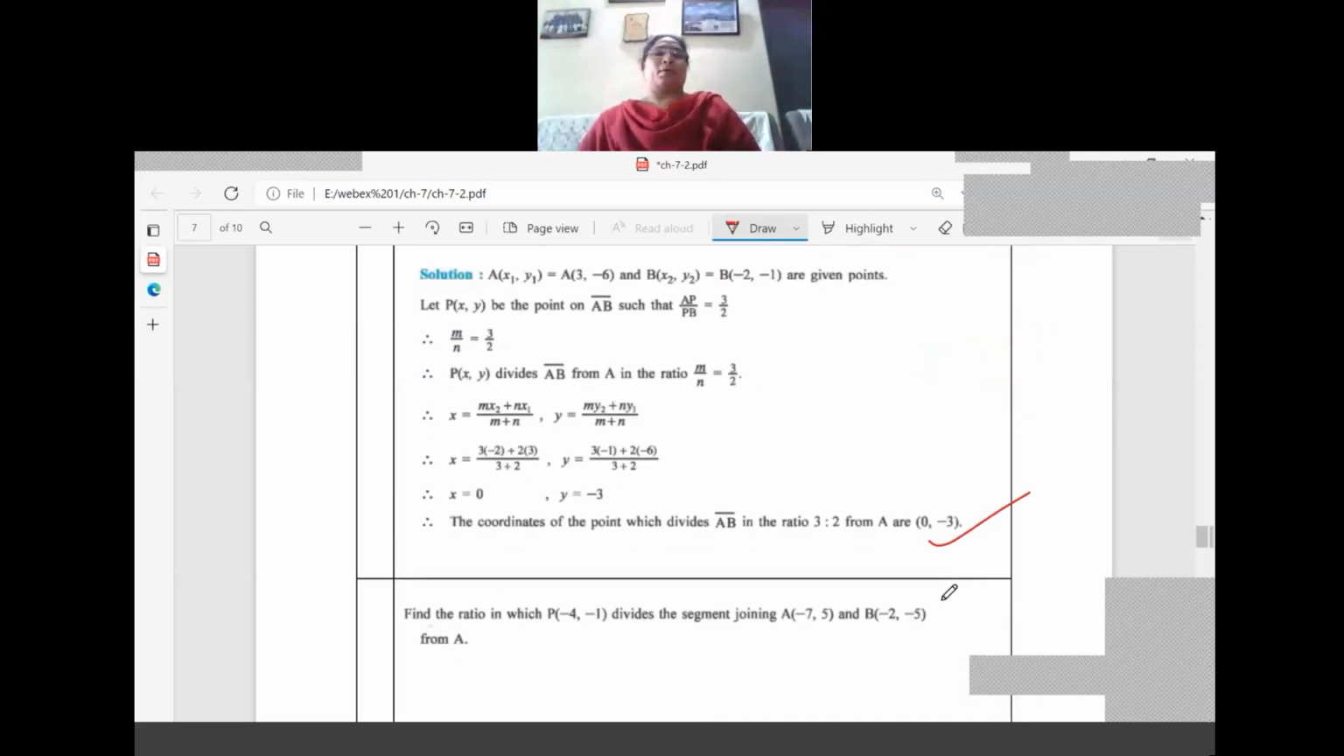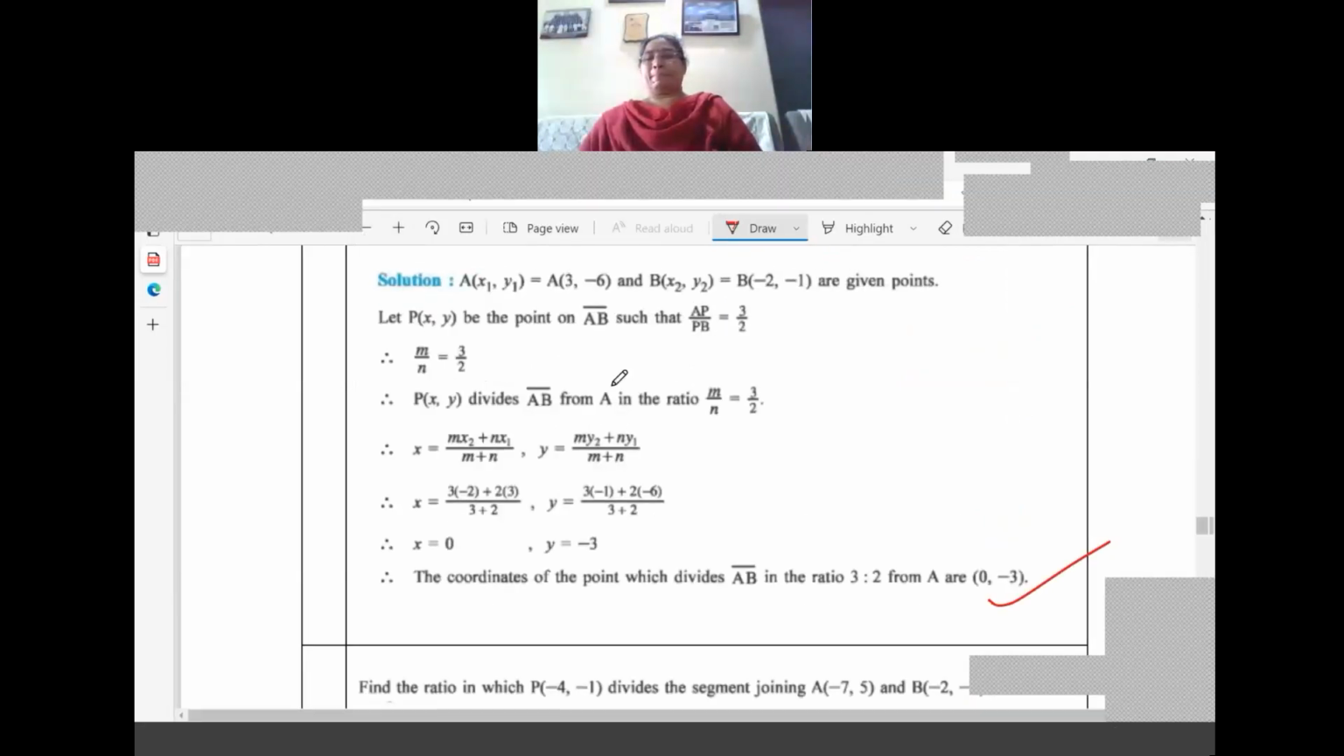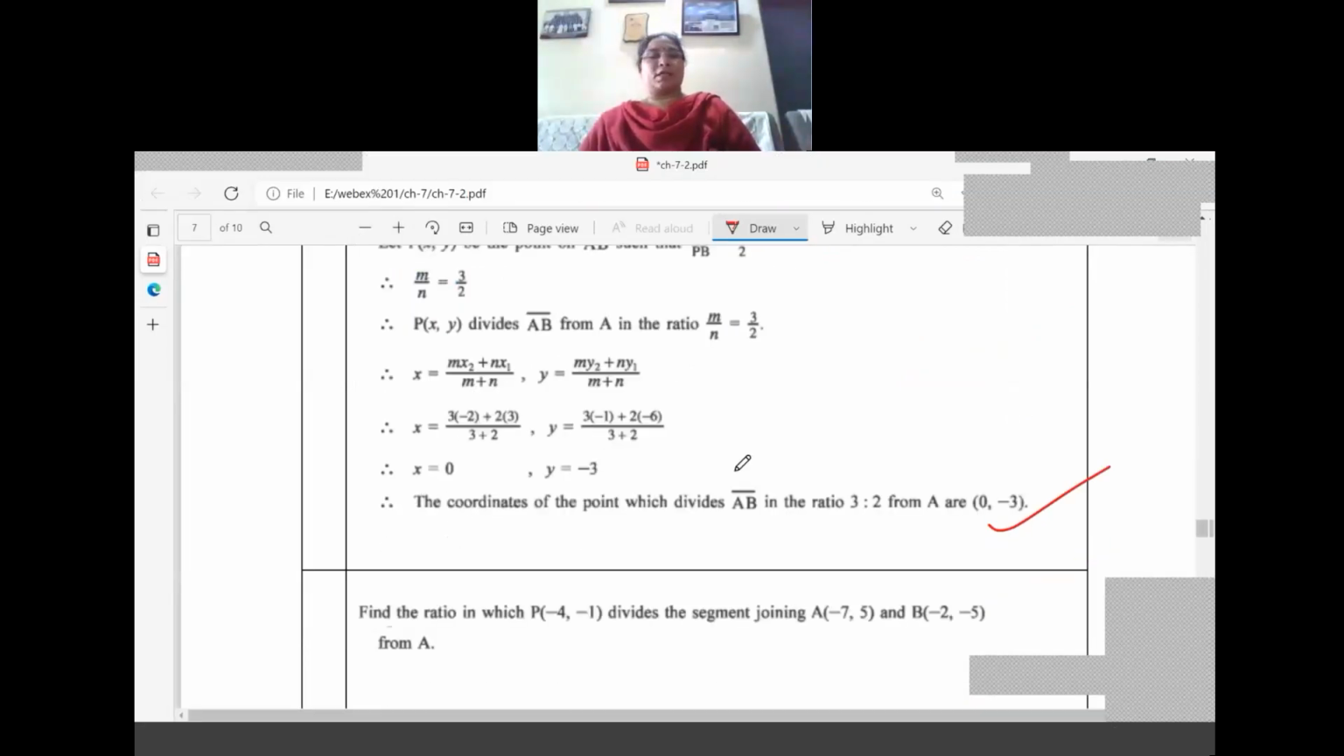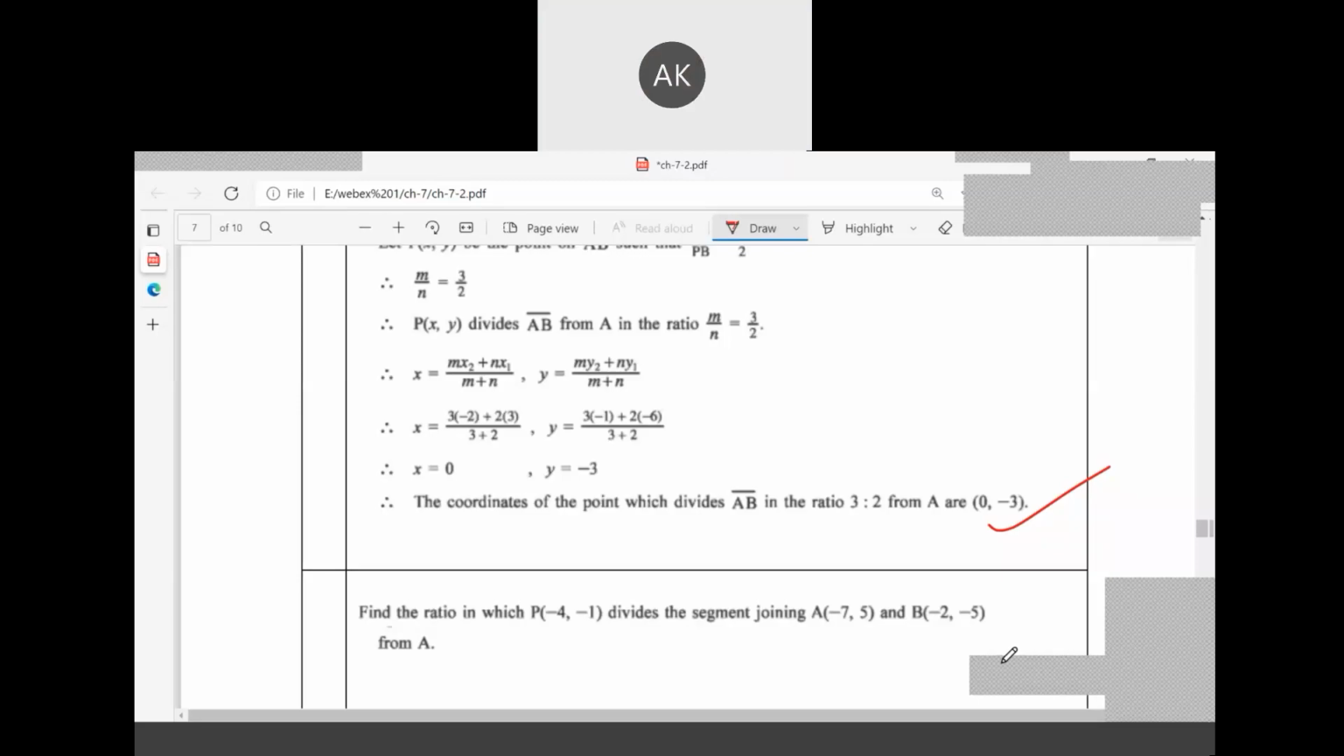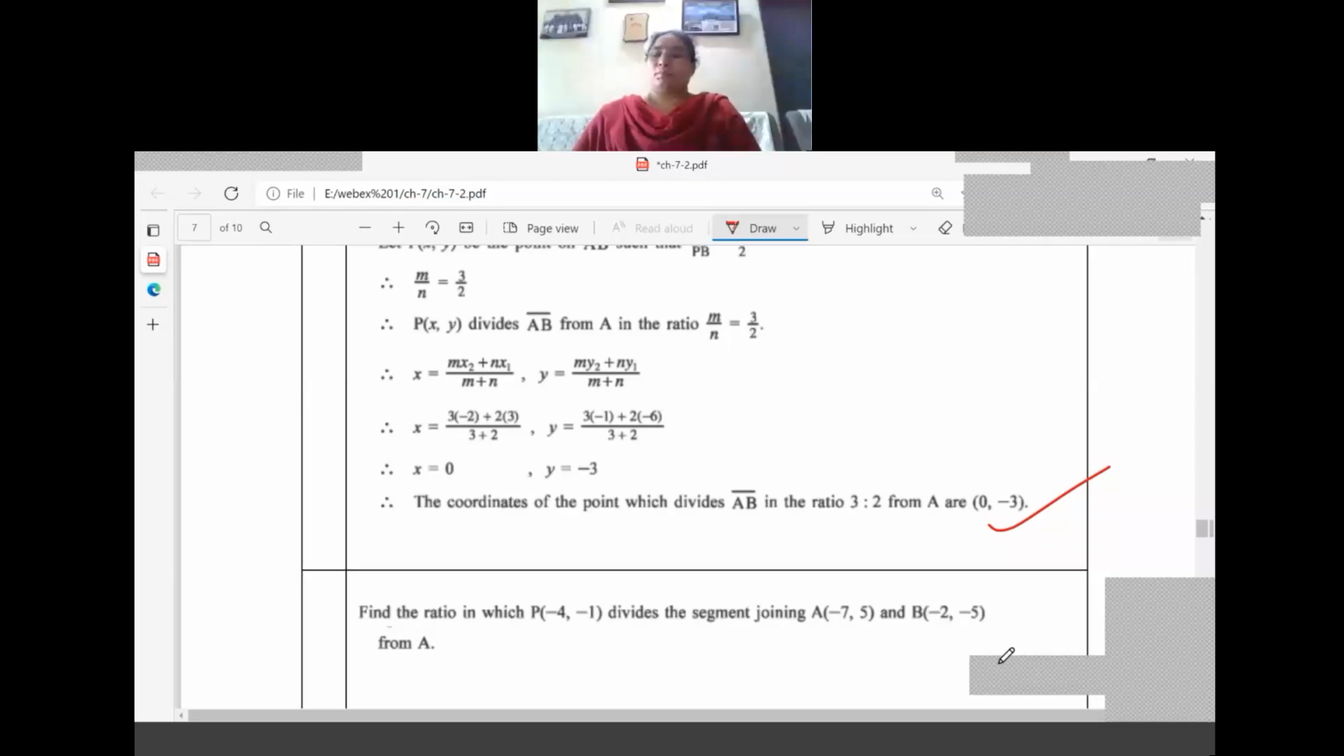Okay, the next question. Find the ratio. Are you able to see the question? Find the ratio in which P (-4, -1) divides the line segment joining A (-7, 5) and B (-2, -5). Ratio means we should use the k is to 1 method.